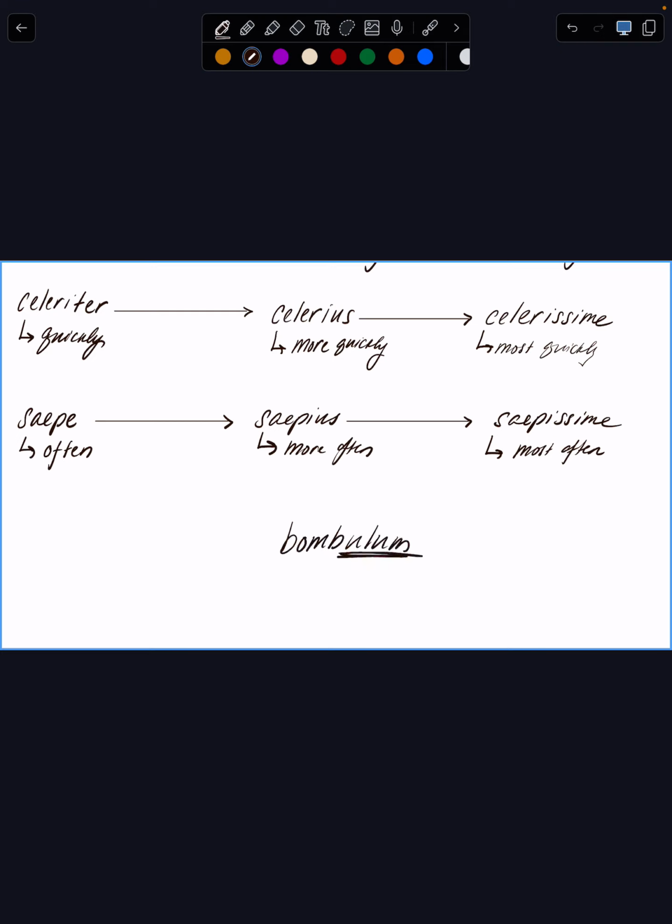Actually, there's a little bit of a grammar lesson here. That ulum is what we call a diminutive. Have I talked about diminutives before? In Spanish, if you have a chica and you say chiquita, that ita makes it cute and little. Same thing in Latin. A bomb is a big, loud thing, but a bombulum is like a little explosion.